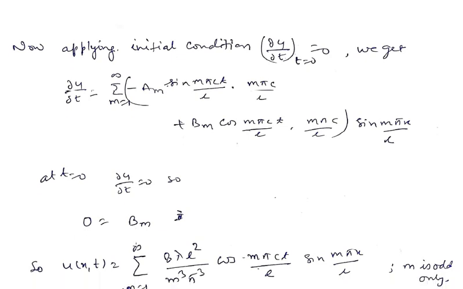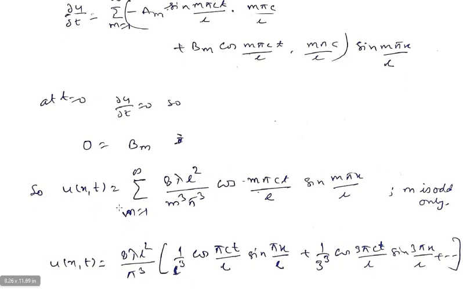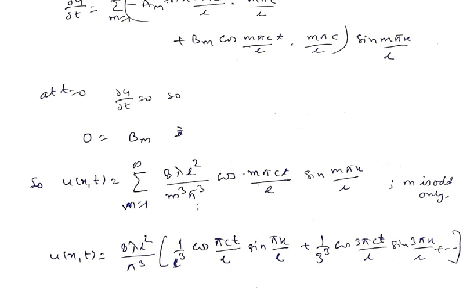Now in equation 4 we put a_m and b_m, and we get u(x, t) equals the summation, m varying from 1 to infinity, of 8 lambda L square upon m cube pi cube, cos(m pi ct upon L) into sin(m pi x upon L). Here m is an odd number only. m equals 1, 3, 5, 7 and so on to infinity. No even term is taken. So that's all about how to solve the one-dimensional wave equation. Thank you.